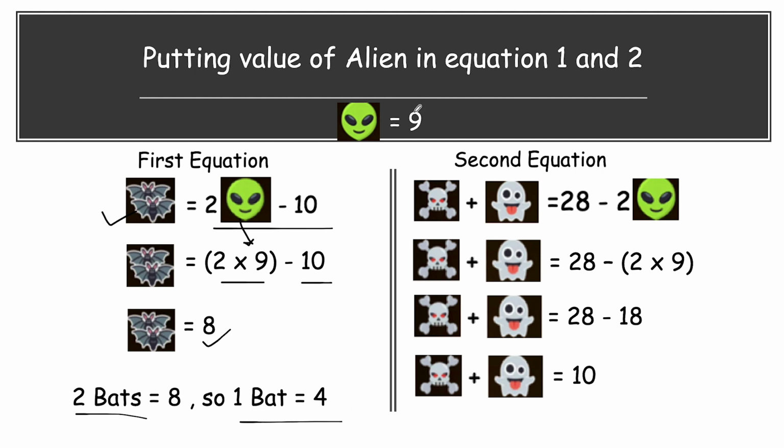Now considering the second dependent equation, we have skeleton plus ghost equal to 28 minus 2 alien. We know the value of 1 alien is equal to 9, so 2 into 9 is equal to 18. Now 28 minus 18 will come as 10. So skeleton plus ghost is equal to 10.